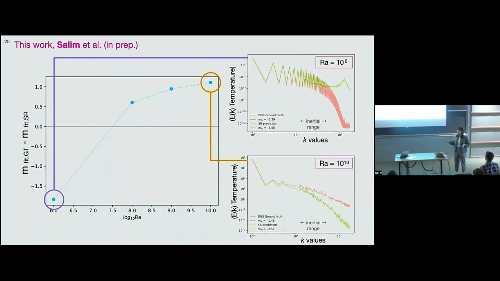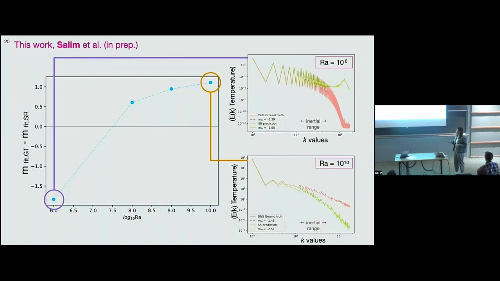The higher Rayleigh number, the more turbulent systems underestimate the amount of energy in the small scales a little bit, but it makes more sense because there's not a very obvious artificial feature in the power spectra.